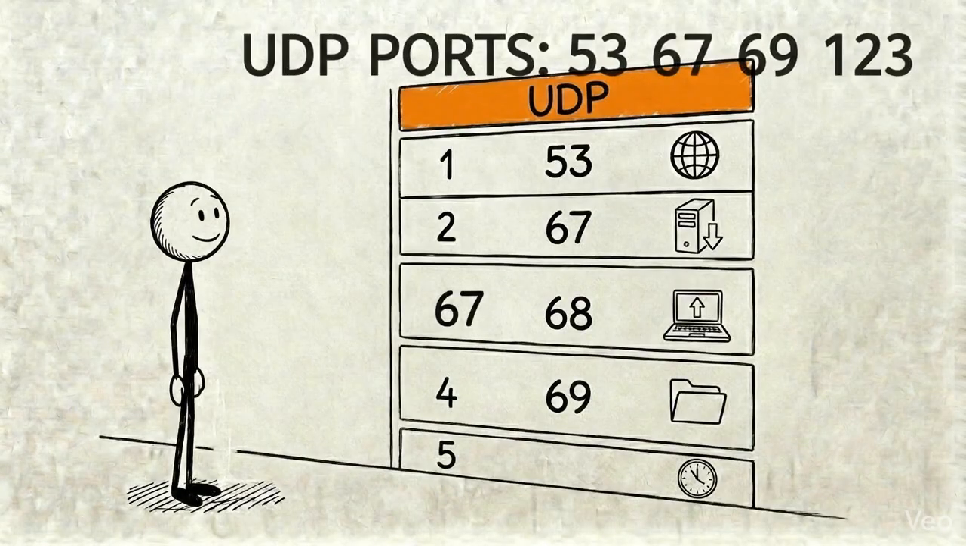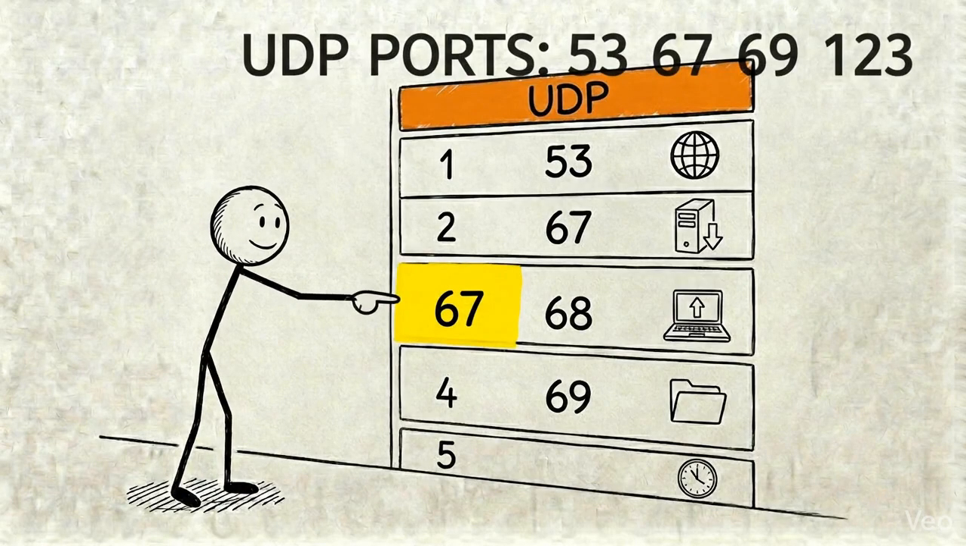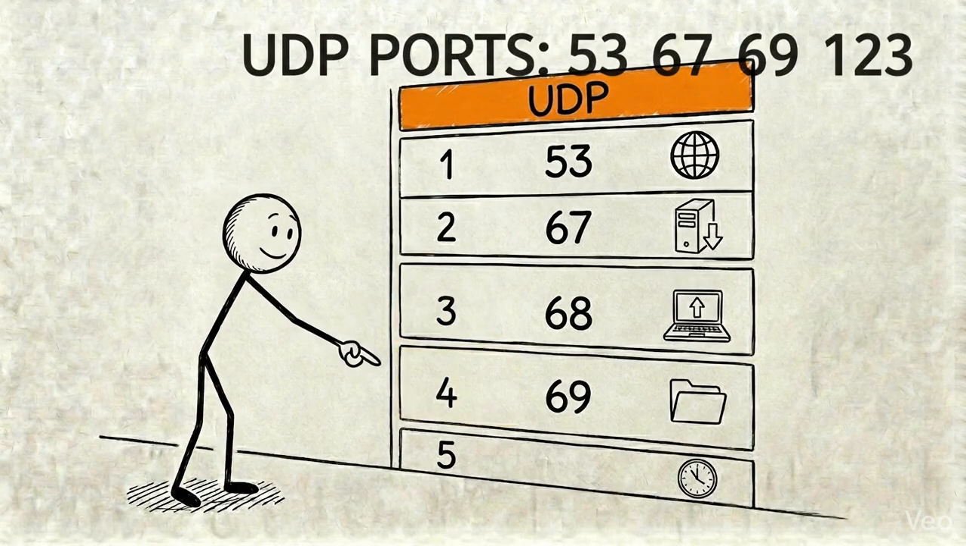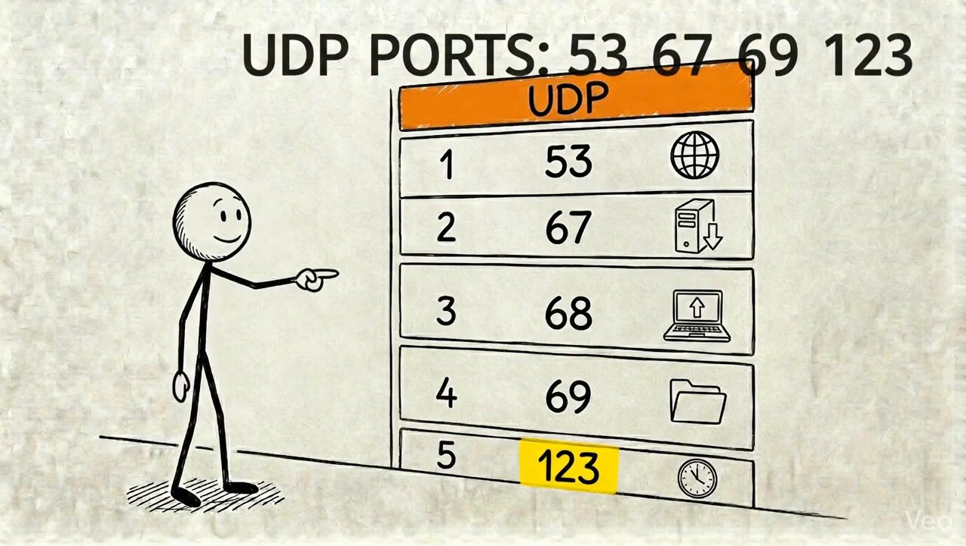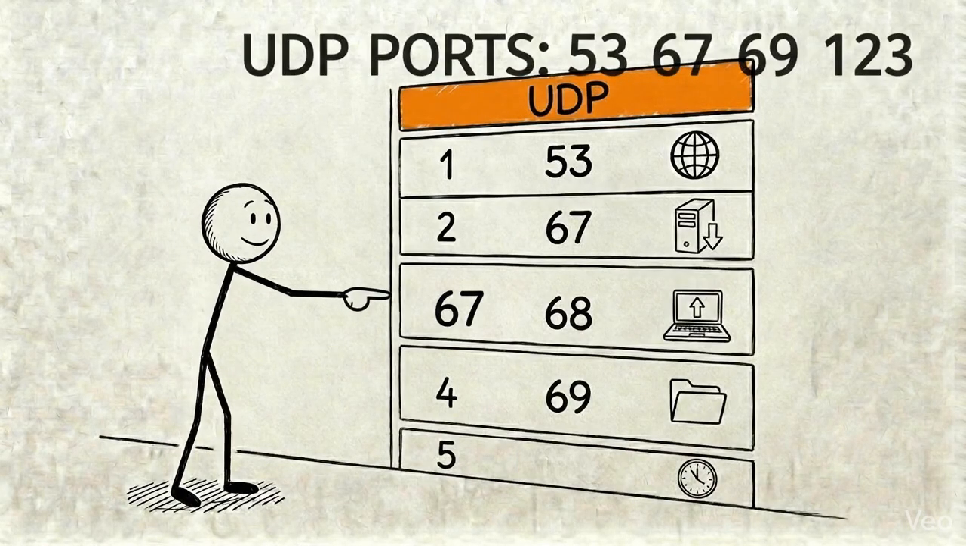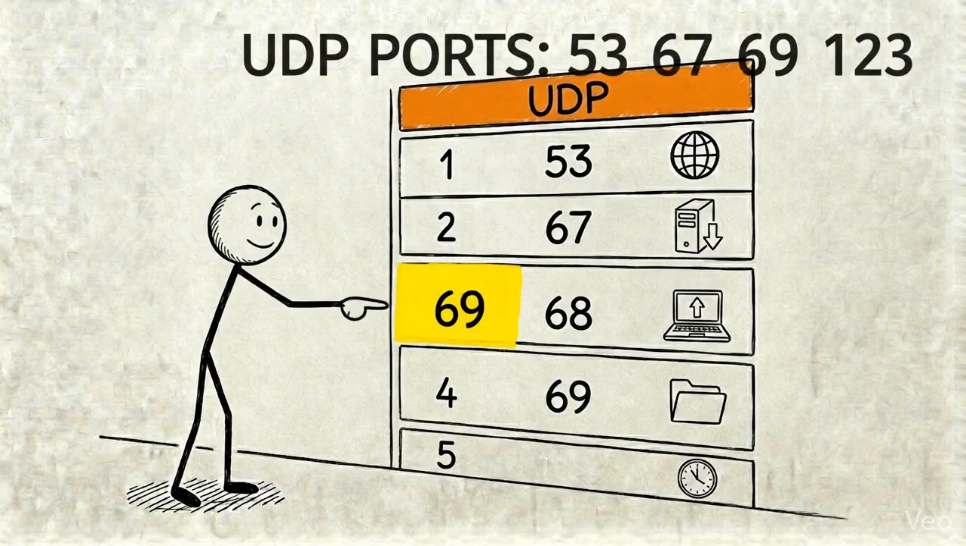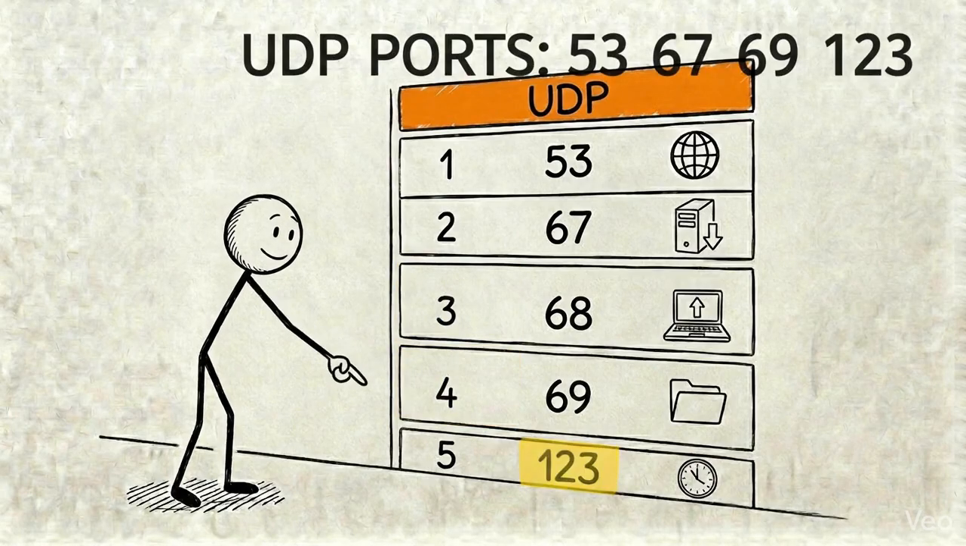On UDP, port 53 is DNS, though DNS can use TCP for larger transfers. 67 and 68 are DHCP, 69 is TFTP, and 123 is NTP for time sync.